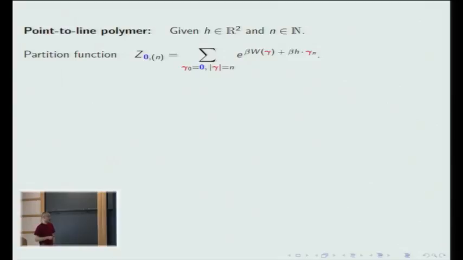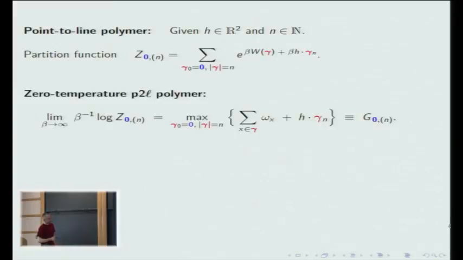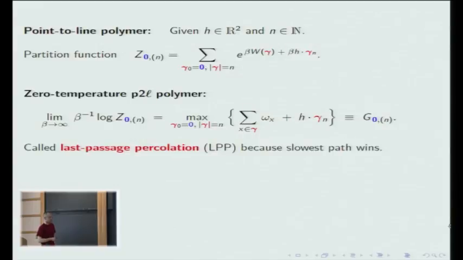Then we get into directed percolation by taking beta to infinity, the zero temperature polymer. So two more things here. First, for the point-to-line version, think of beta inverse log Z and take beta to infinity. Then we get to the model where all the probability is put on the paths that maximize the stuff in the exponent. That's this version here, and I'll call that quantity capital G, although it won't really appear that many times. So this is last passage percolation, or the corner growth model.